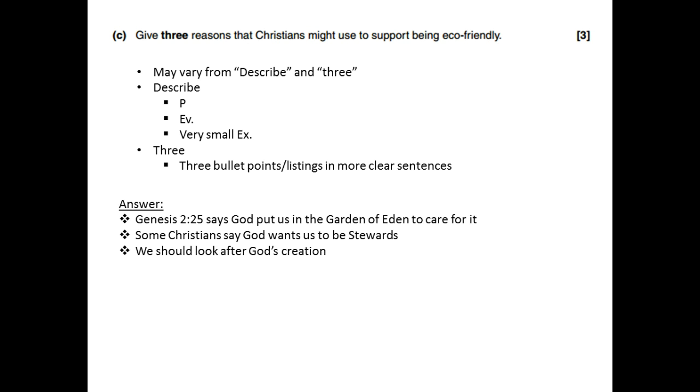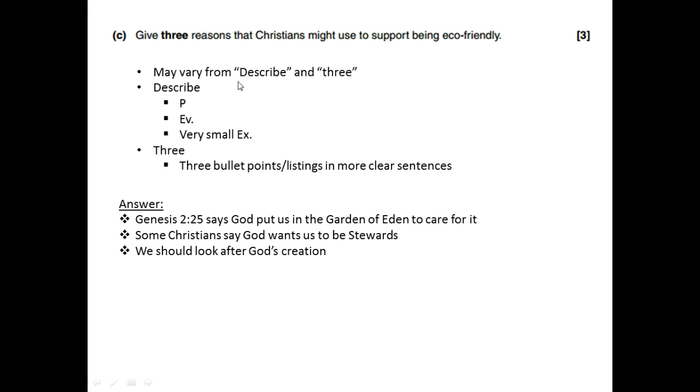So now we're going to move on to question D. Now things start to get in a tad more detail. If you noticed before, question A has been 1 mark, question B has been 2, question C has been 3. Now we're going up to double that amount from question C to 6 marks. Explain Christian attitudes towards the treatment of animals.